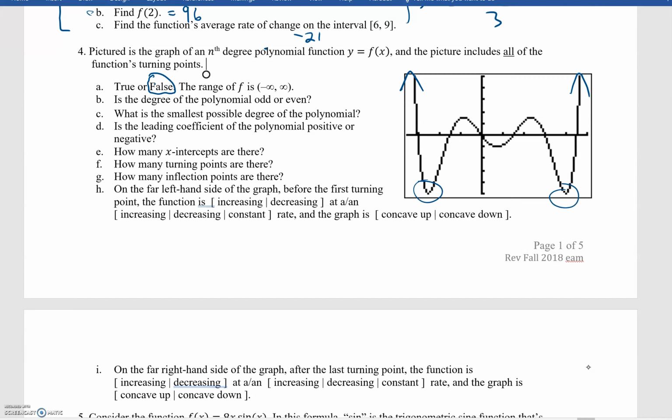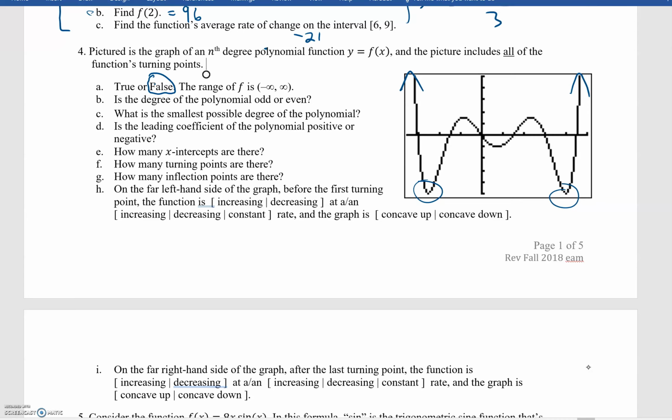One of those two is the smallest value. So it has a minimum. So it does not go down forever. It has an absolute minimum. So that's false. The range is not all real numbers.